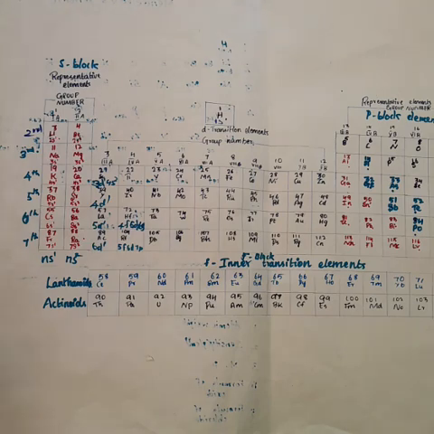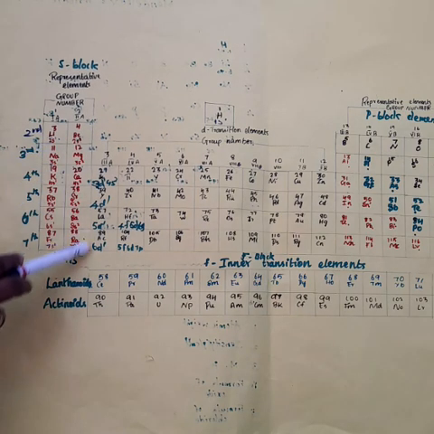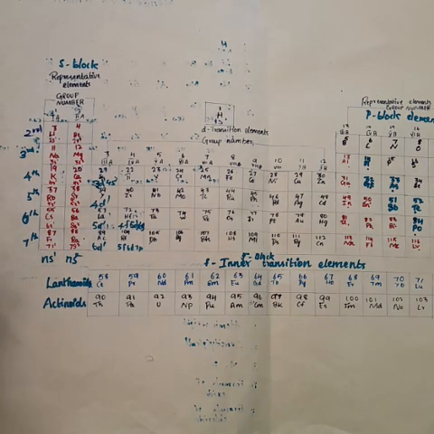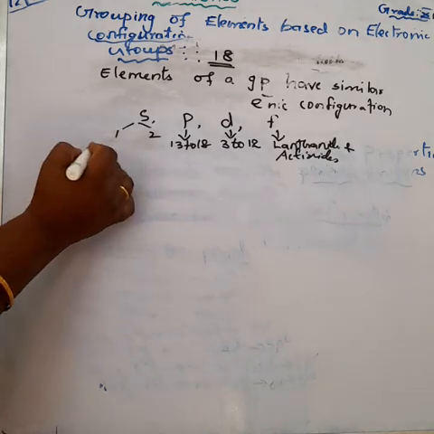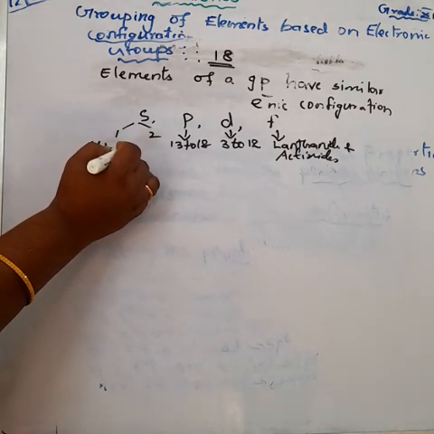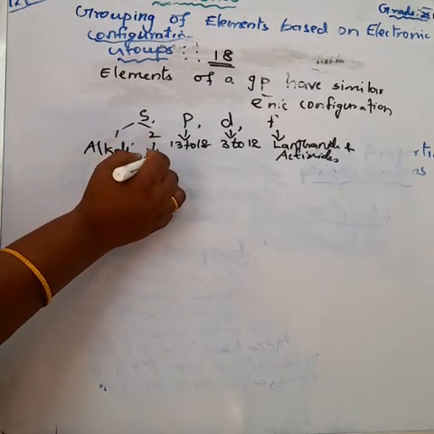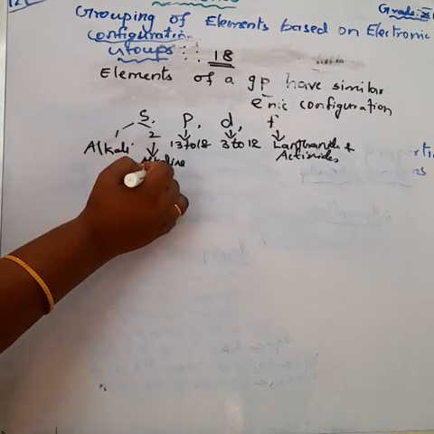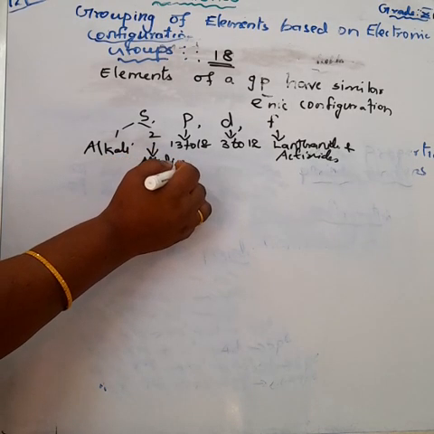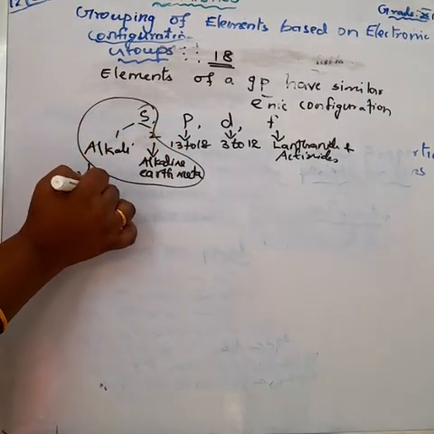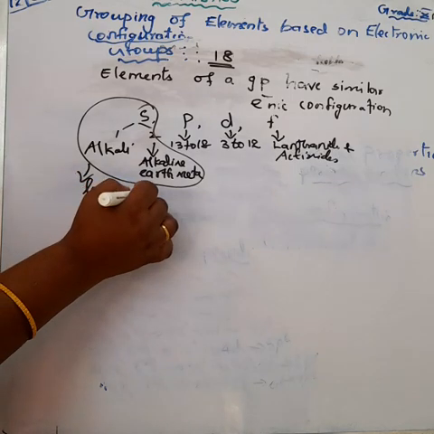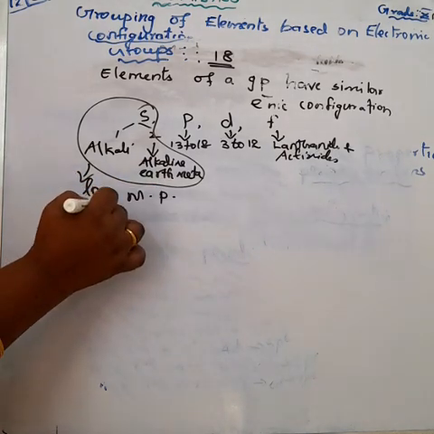The group 1 elements are classified as the alkali metals, and the group 2 elements are classified as the alkaline earth metals. These S block elements, alkali metals and alkaline earth metals, are soft metals with low melting and boiling points and low ionization energy. They are highly reactive compared to other elements.